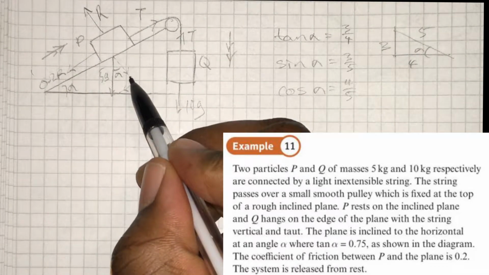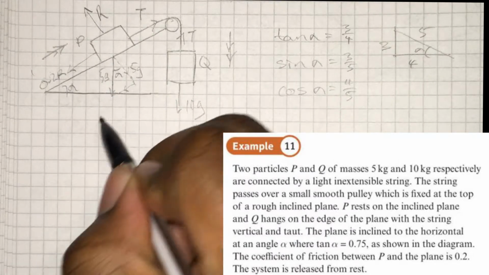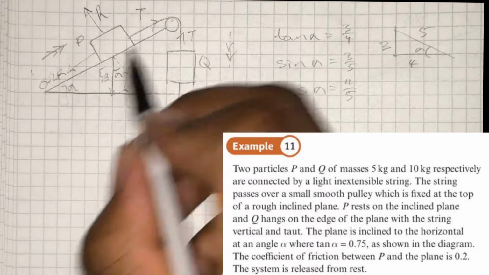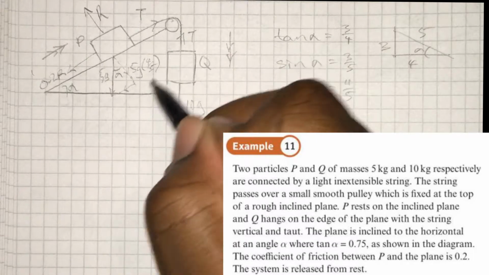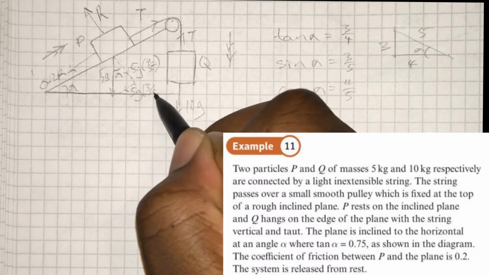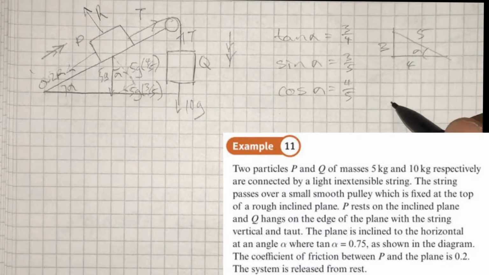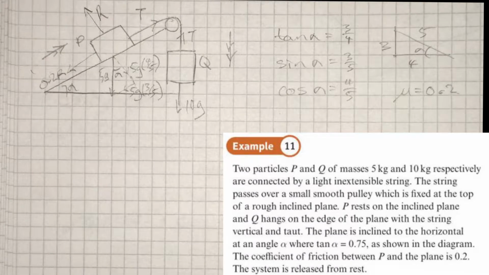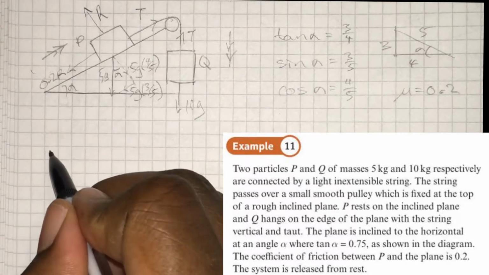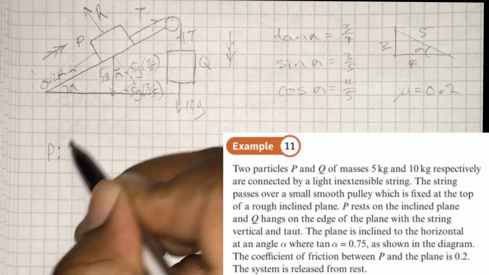Okay, so label these components. 5g cosine alpha, which we know is 4/5, and 5g sine alpha, which we know is 3/5. Okay, diagram's just about fully labeled up. Let's see what we can draw from this.